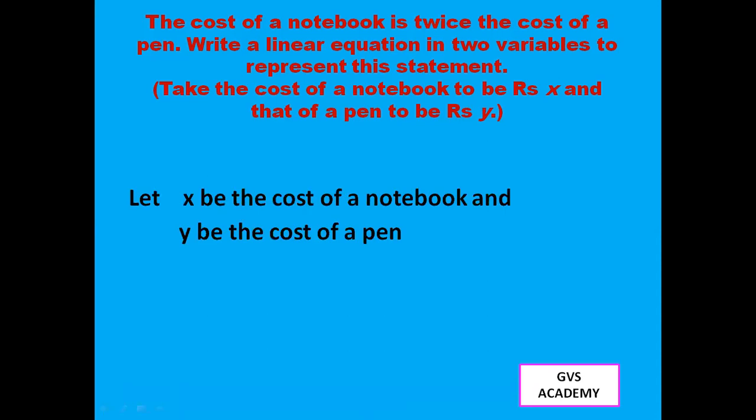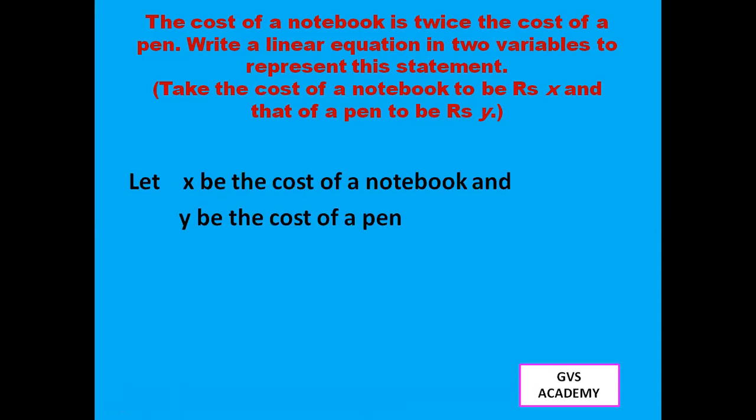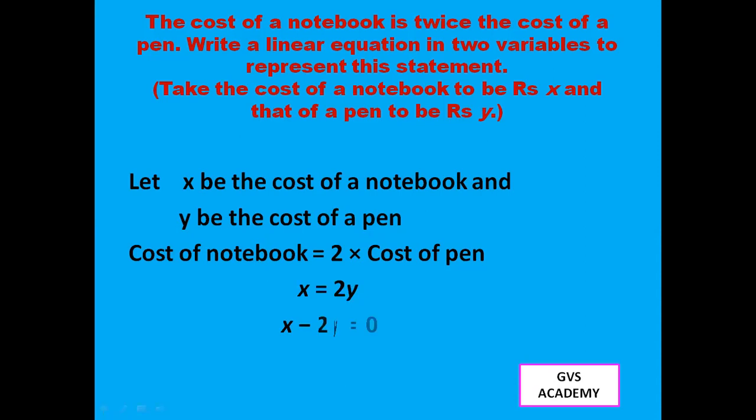So let me take our question. From our question, let X be the cost of your notebook. Y be the cost of pen, in terms of rupees. So cost of a notebook is twice the cost of a pen. In your question you can see the cost of a notebook is twice the cost of a pen. So the cost of a notebook equals 2 times the cost of your pen. So notebook cost is represented with X and pen is represented with Y. So X is equal to 2Y. So X minus 2Y is equal to 0 is the linear equation.